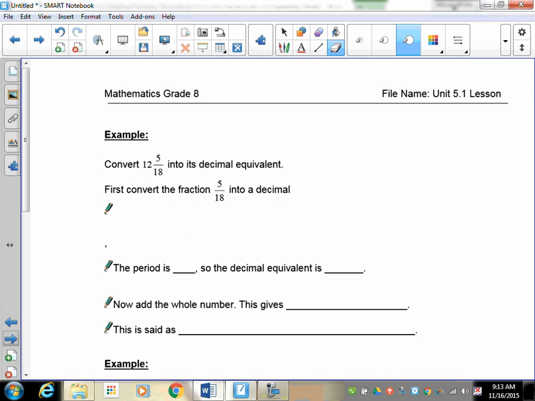Okay, so again, we're going to ignore the 12 to begin with and just first convert the 5 over 18. So 5 divided by 18 is 0.27777, like that. So the period actually is going to be this part right here, the 7. So the decimal equivalent is 0.27 with the bar just over the 7. Don't include the 2 because the 2 is not repeating. It's not 272727. It's just 7777.